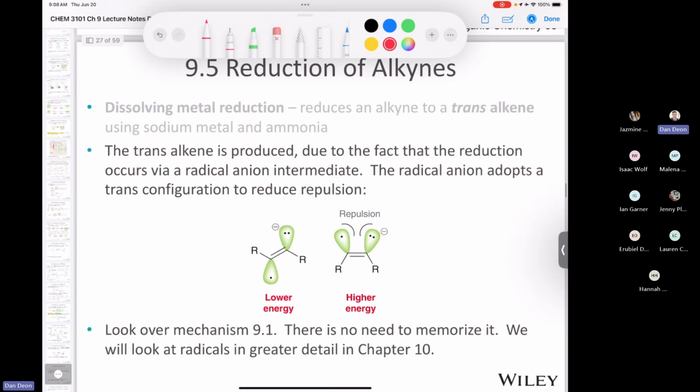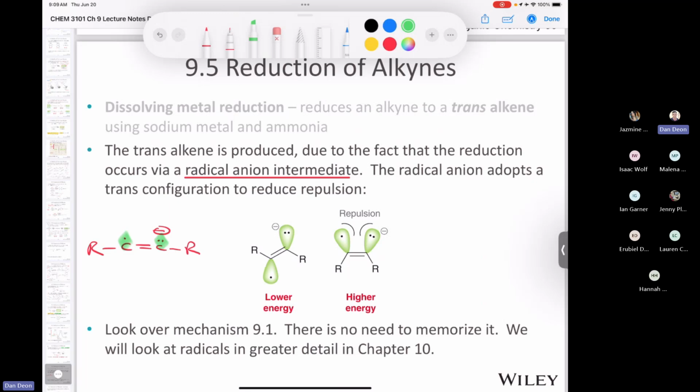So let's talk about what a radical anion is. It says here, the trans alkene is produced due to the fact that the reduction occurs via a radical anion intermediate. Again, I'm not going to ask you to draw a mechanism of this, but you should have an idea of what a radical anion is. It's like you have a carbon-carbon double bond, and on one of them you have a radical, which is an unpaired electron, and on the other one you have an anion. So that means I have high electron density on this carbon and high electron density on this carbon.